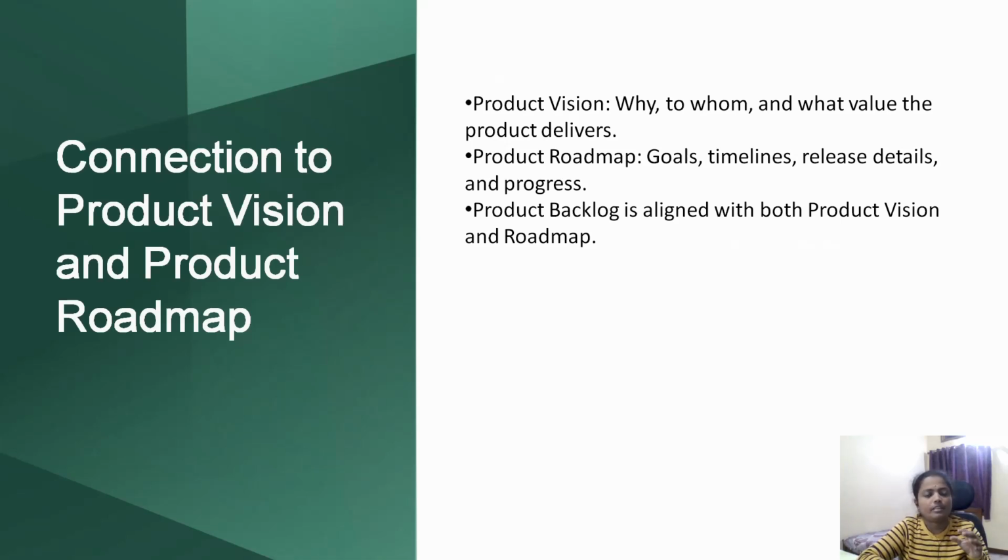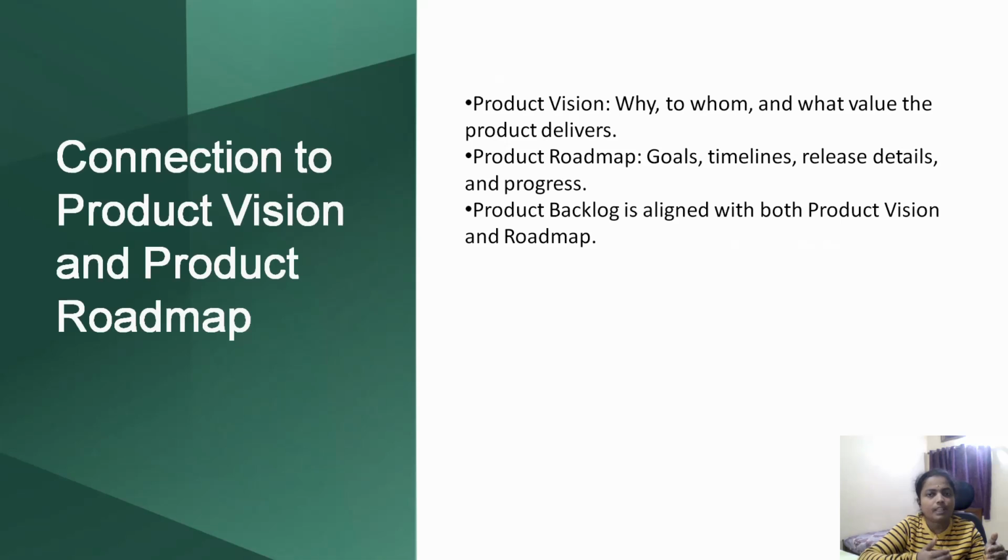So a roadmap is going to have a few things. One is a goal, there is also a timeline, and there is release detail. Every time there is a release happening, for example, you have a release that is coming in, version 1, and for version 1 you have 6 months of time.